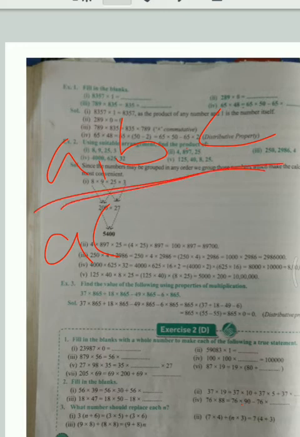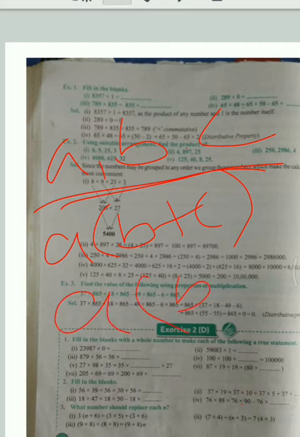Now turn to your page number 50 and fill in the blanks. Students, you just remember one formula. What is the distributive property? Remember, if a, b, c are three whole numbers, then you can say a into (b plus c), or in subtraction a into (b minus c).